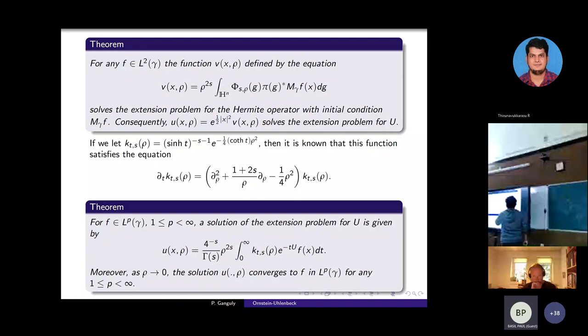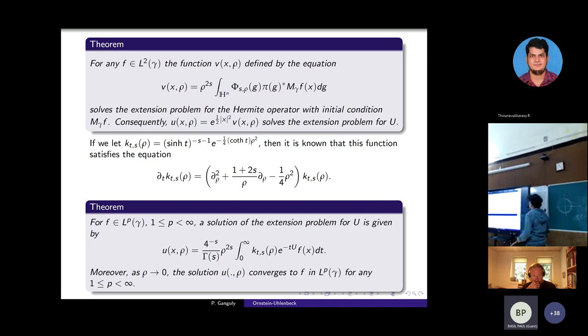It is explicitly known to be sinh t to the power minus s minus 1 times e to the power minus 1/4 coth t times rho squared. Then it turns out that if you take that heat kernel and multiply with the heat semigroup associated with the operator u, and you take the integration with respect to t, then that will solve the extension problem whenever f is in LP. And the initial condition is satisfied in this sense: if rho tends to 0, then ux rho converges to f in LP. That is true for any p between 1 and infinity. So that's a more natural solution.